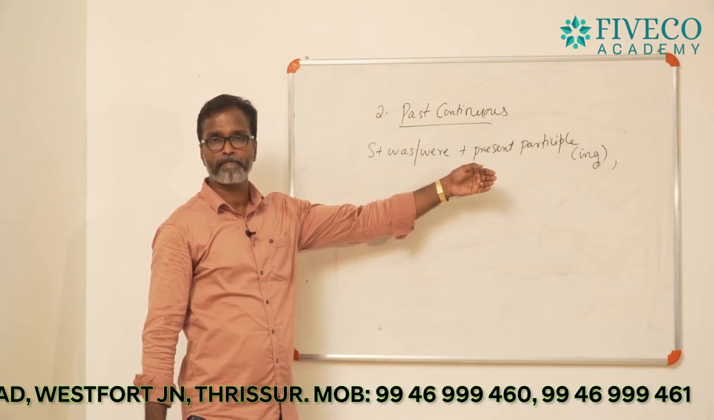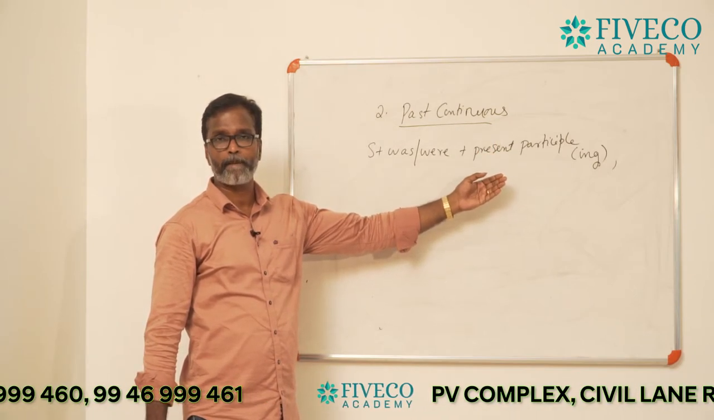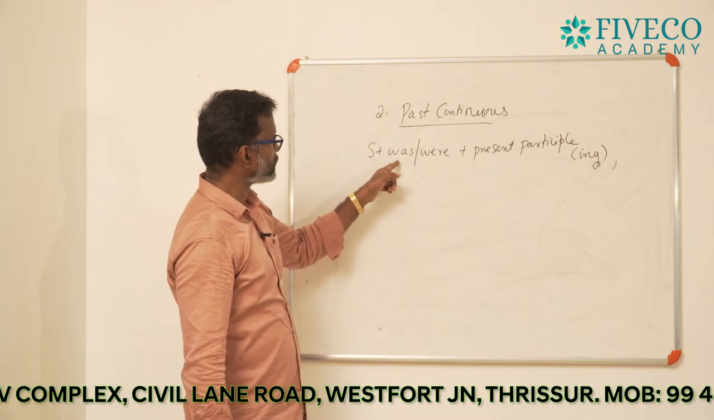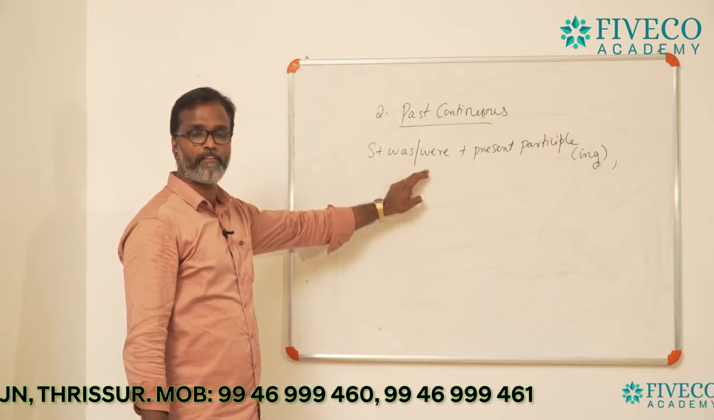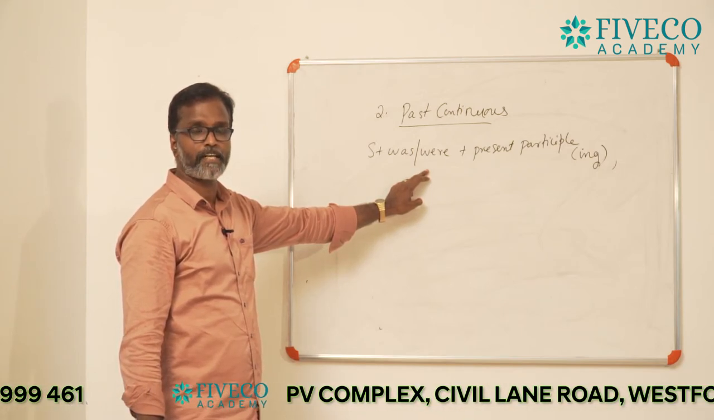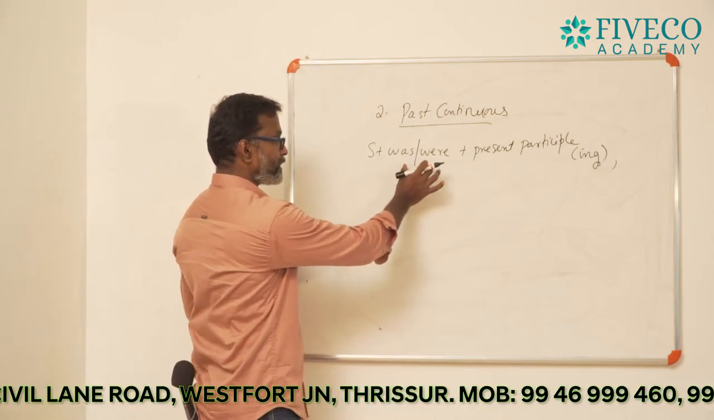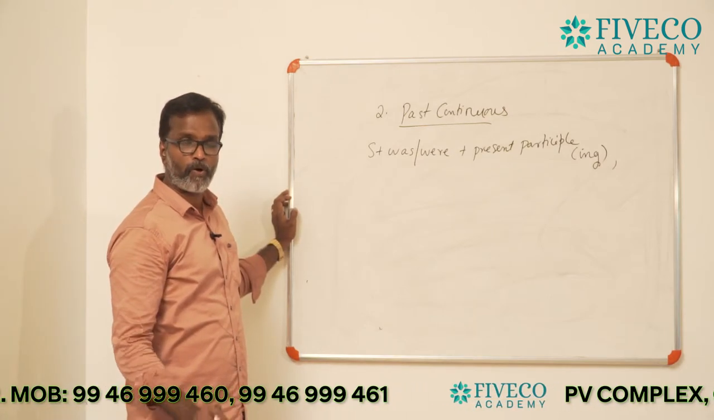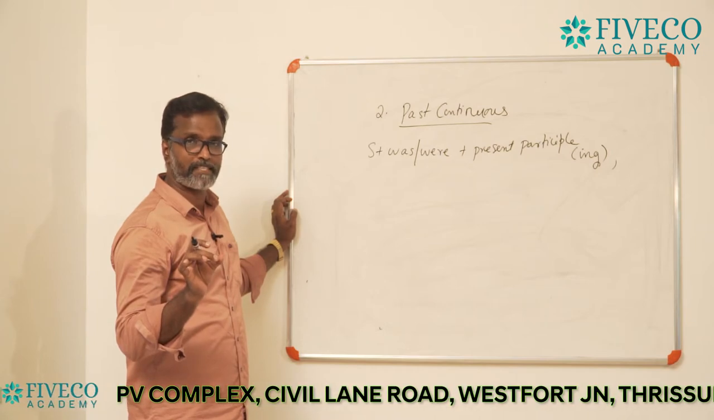For example, write. Present participle is writing. I mean, the action is continuing. Read. Present participle reading. The action is continuing. So come to this formula, subject plus was or were plus present participle. Was or were are used as auxiliary verbs in past continuous. And at the same time, they depend on the subject, whether it is singular or plural. I told you, 90% of our auxiliary verbs depend on our subject.